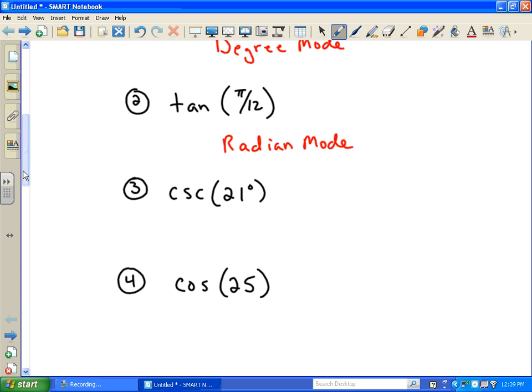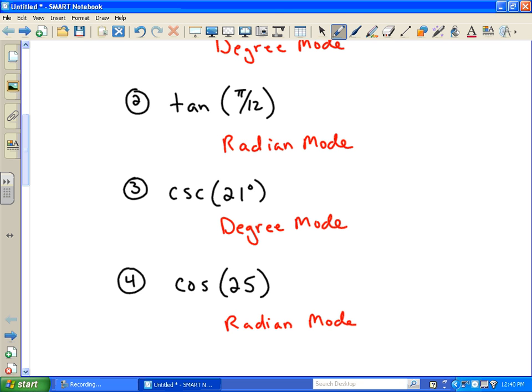For the third one, we're asked to find the cosecant of 21 degrees. And so this one would be entered in degree mode. The last question is cosine of 25. Now, I did not put a degree symbol, which indicates to you that the 25 is actually radians. So this would be done in radian mode.